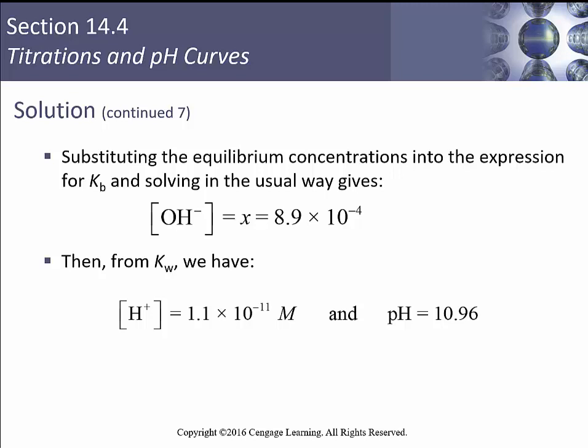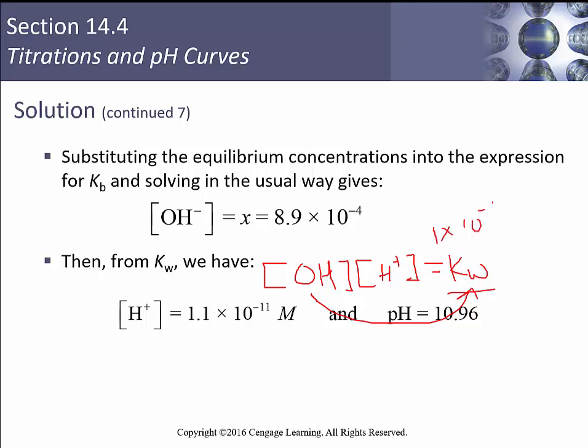Substituting the equilibrium concentrations into the expression for Kb, and solving in the usual way gives us an OH− ion concentration of 8.9 times 10 to the minus 4. And for our H+ concentration, we'll take our Kw expression and rearrange it to solve for the H+ concentration. So our H+ concentration is 1.1 times 10 to the minus 11, and our pH is 10.96.